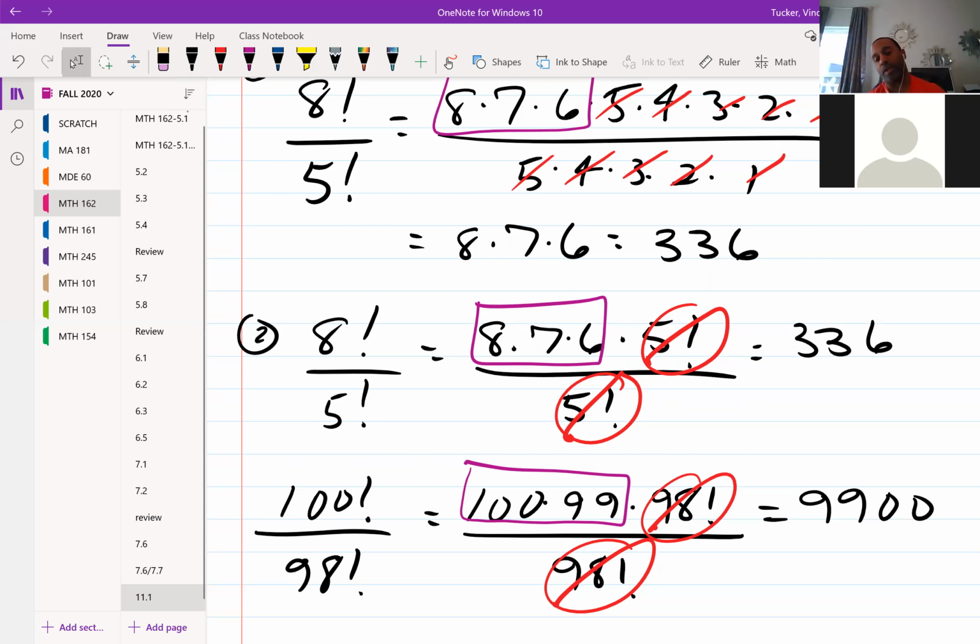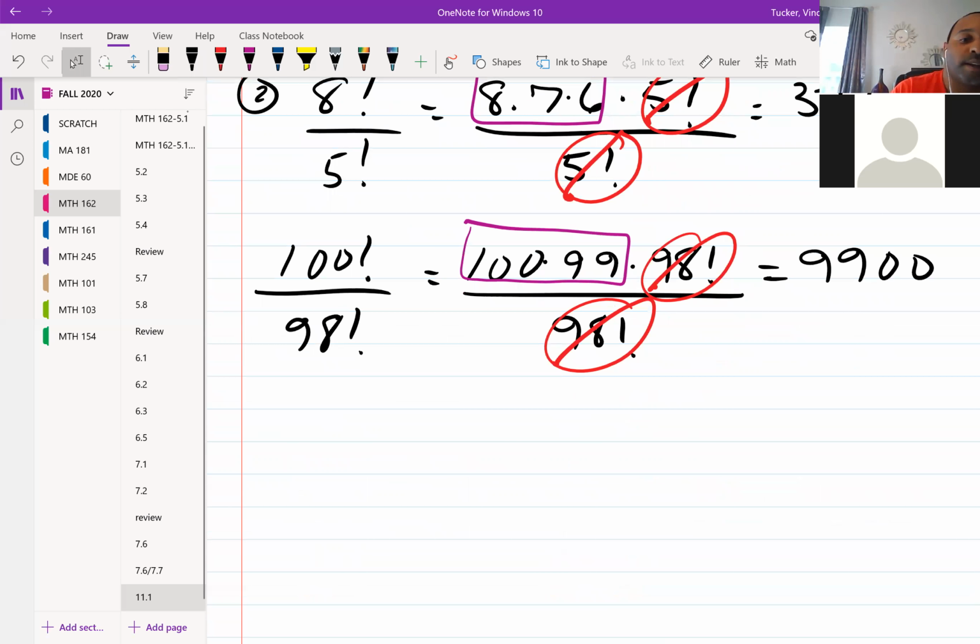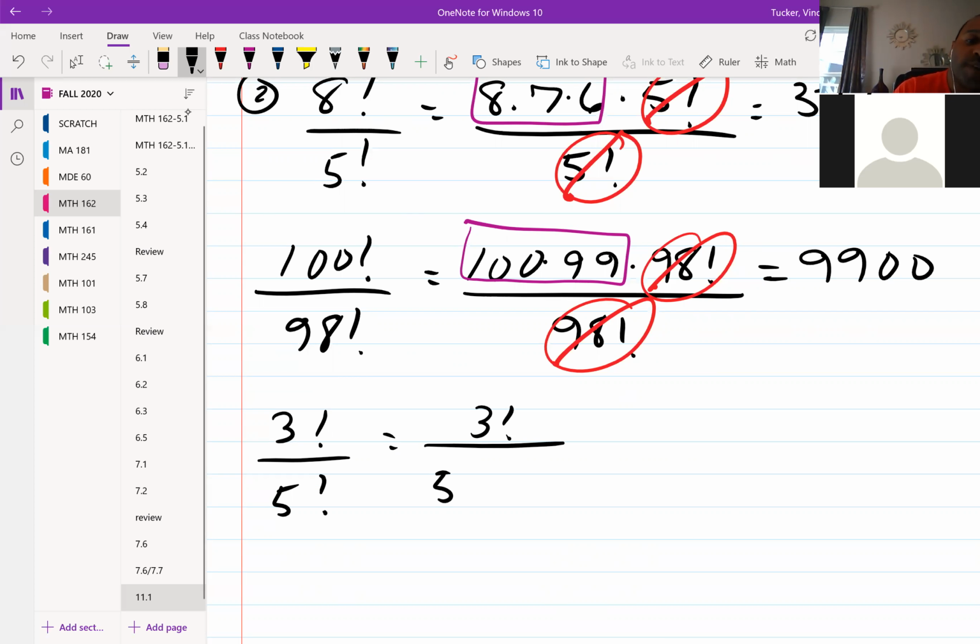That's the thought process that you want to have when you're looking at canceling out factorials that are on top and bottom. Same thing if I had, let's say, 3 factorial over 5 factorial. In other words, the greater number is on bottom. Well, I know it's going to be 5 times 4, and then stop at 3 factorial.